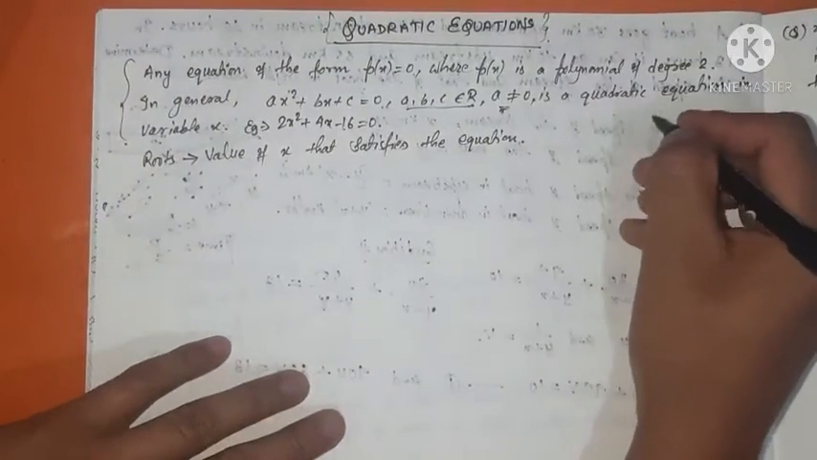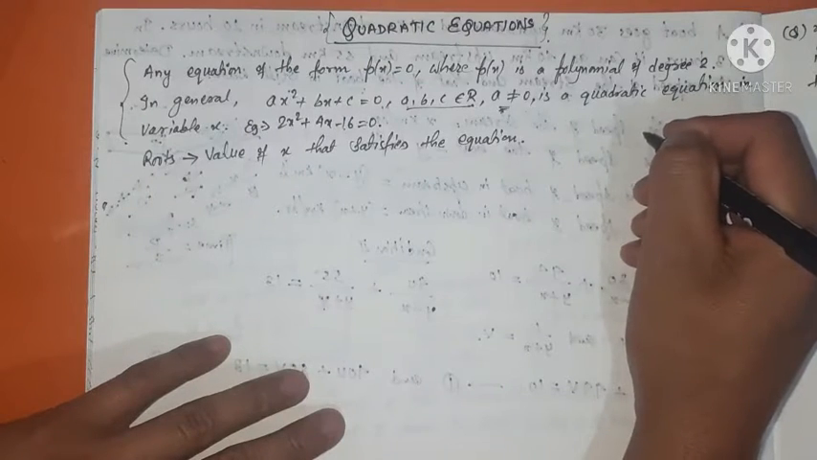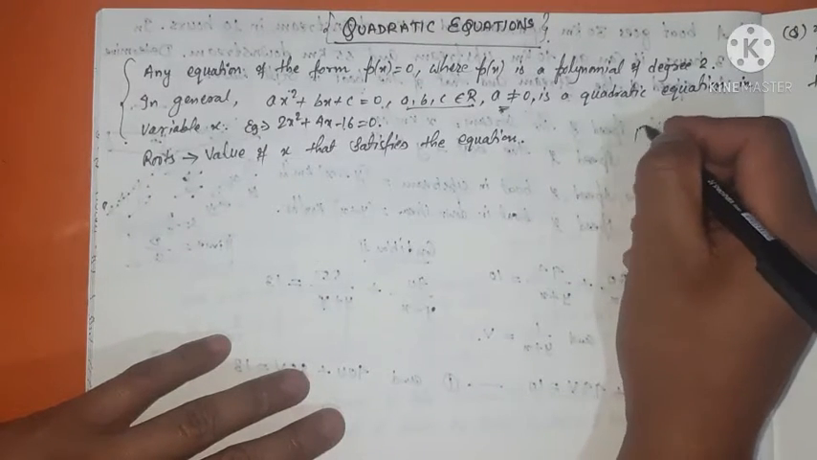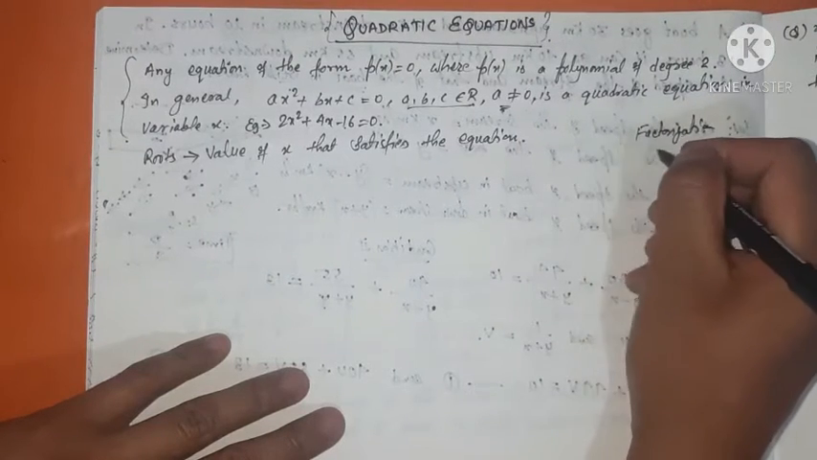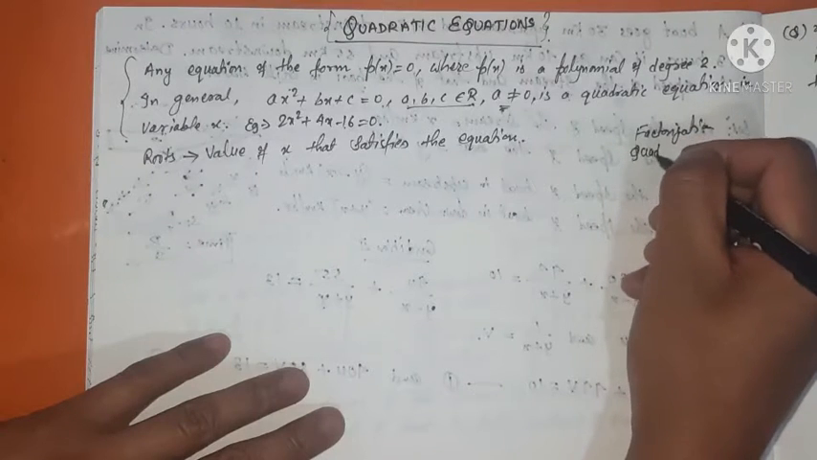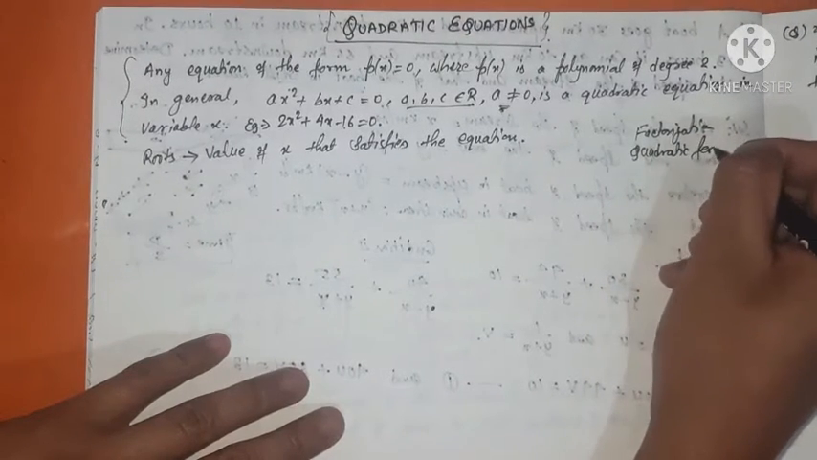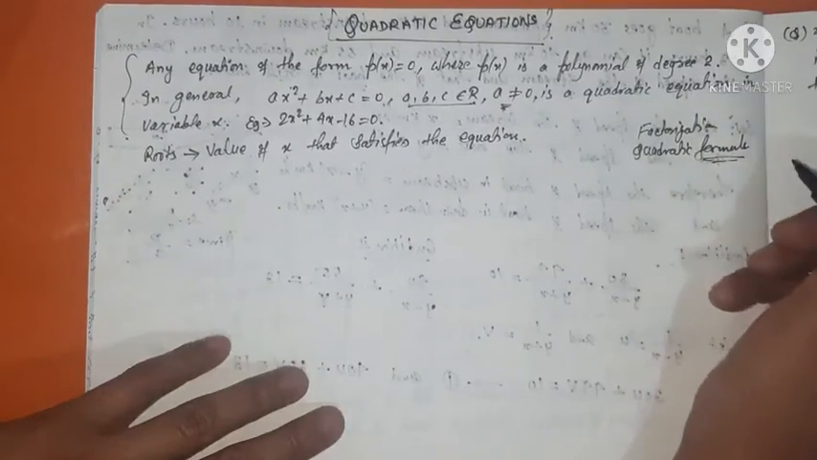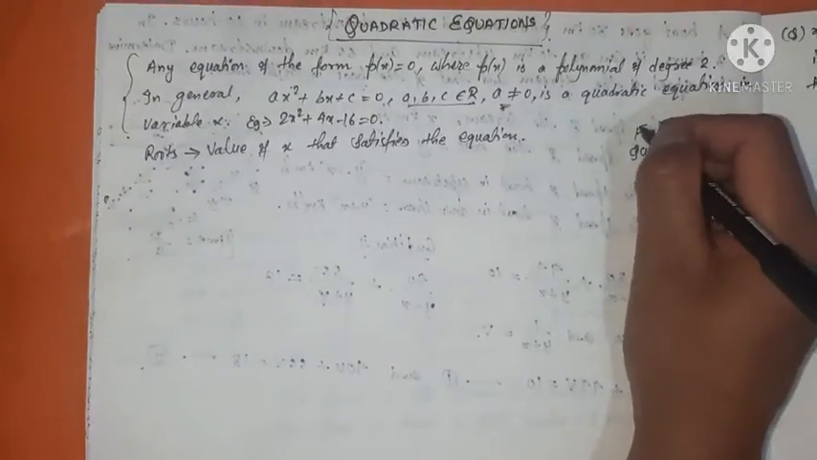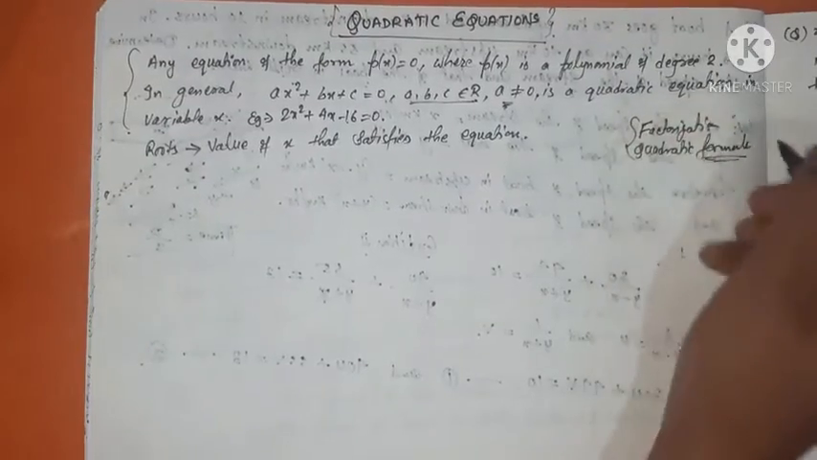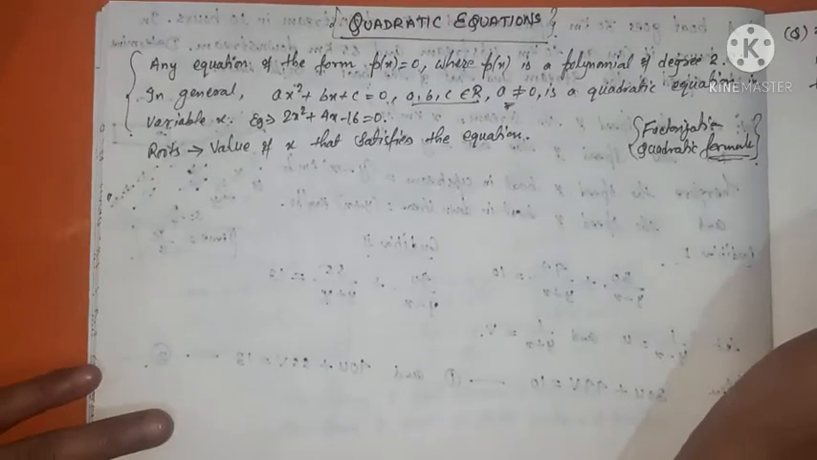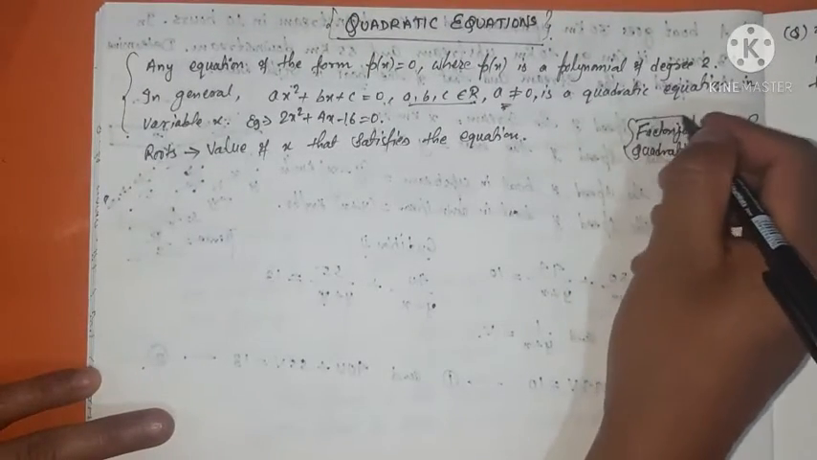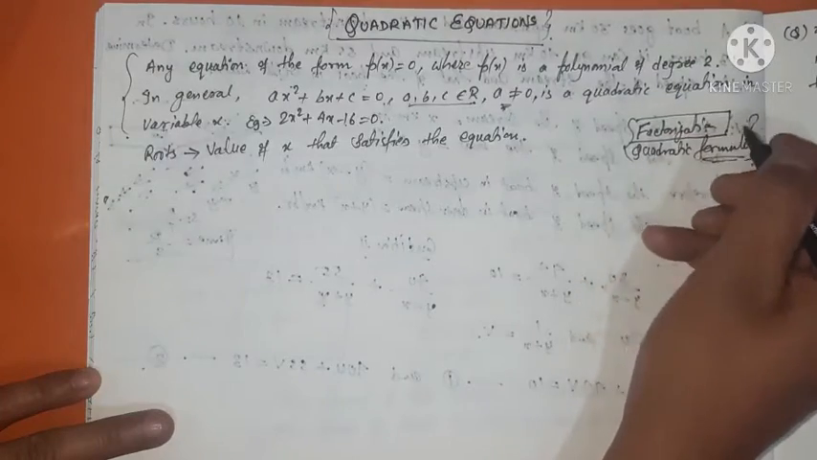Now in class 10 we are going to find the solutions of the quadratic equations by two major methods. One is factorization, another is quadratic formula method. So we are going to do these two methods in detail. First of all, we will find the roots of the quadratic equation by factorization method. But what is a root?